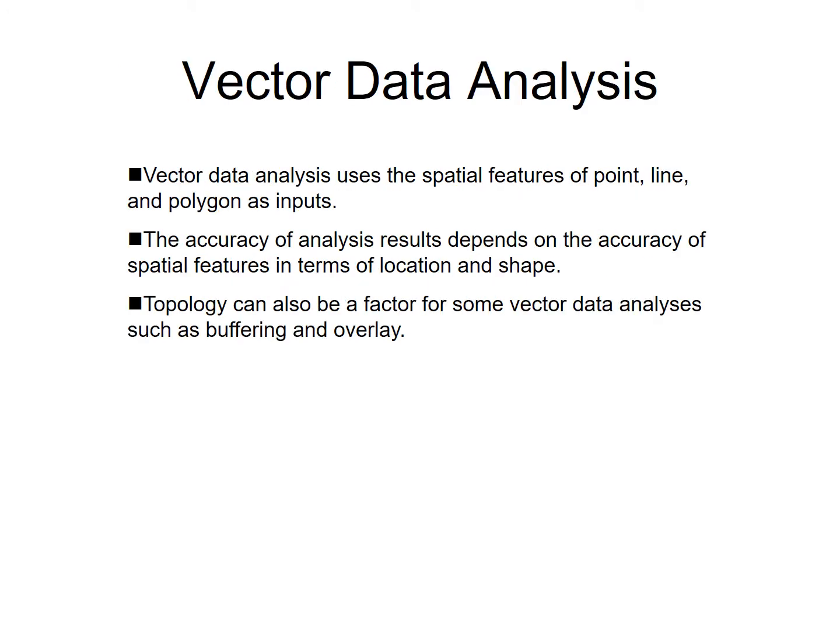Vector data analysis uses spatial features: points, lines, polygons. Accuracy is better, but it depends on what you're looking at. Topology can also be a factor for some vector data analysis, such as buffering and overlay. If the topology is not set up, it can create problems.